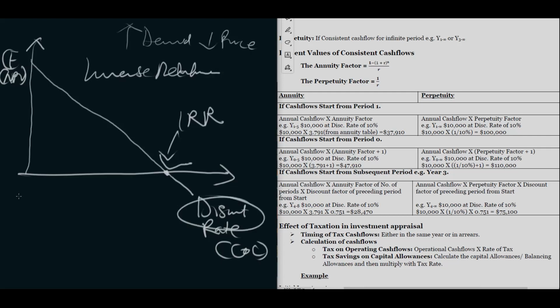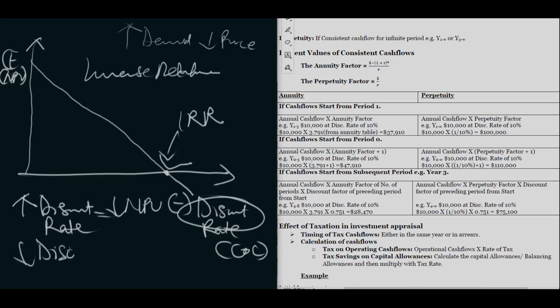So the higher the discount rate, the lower the NPV. Meaning if your discount rate is higher, then mostly you have a negative NPV. But when your discount rate or your cost of capital is lower, then you get what? A positive NPV.